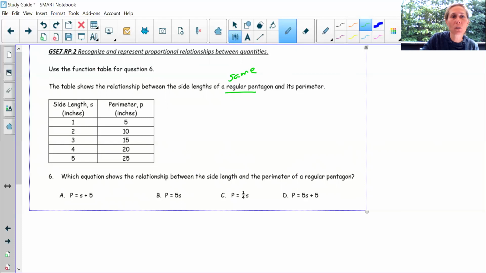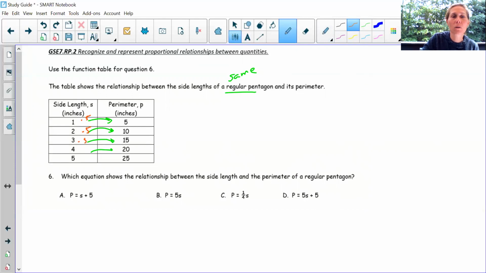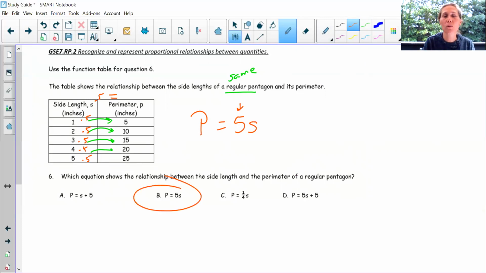Well, the question is, what am I doing to the side to get the perimeter? What am I doing each time? I am multiplying my side every time by 5. That's my constant. My constant is multiplying the side by 5 to get the perimeter. So how do I get the perimeter? I have to multiply 5 times the side. So 5 is your constant, right? S would have been your X variable. P would have been your Y variable. So perimeter equals 5S.